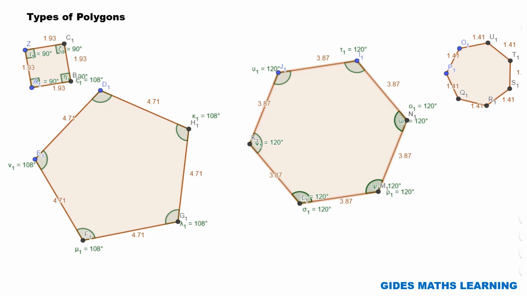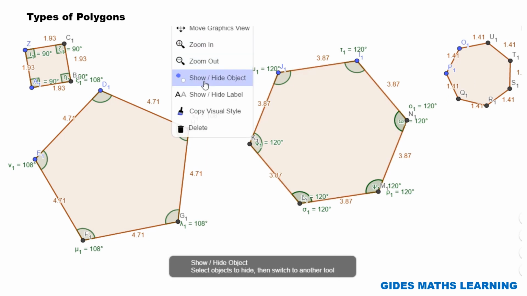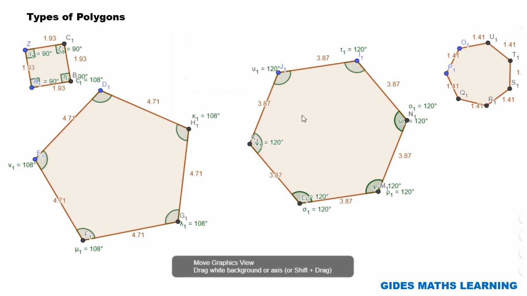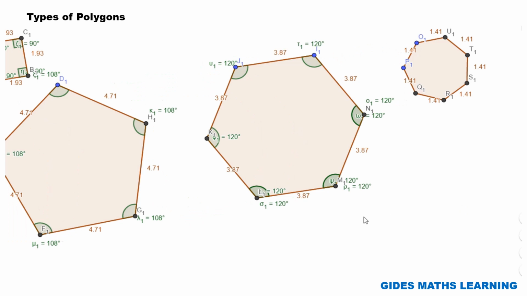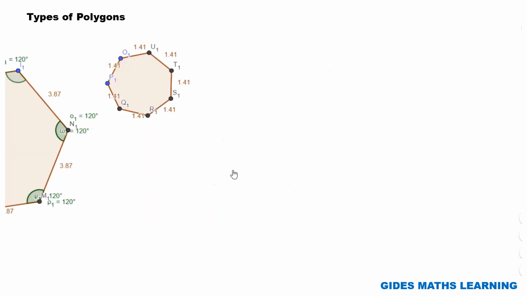And let's look at the irregular polygons. Now for the regular polygons, the interior angles are the same in size, and the sides are also equal in length. And the opposite is true for irregular polygons. Let's look at irregular polygons.